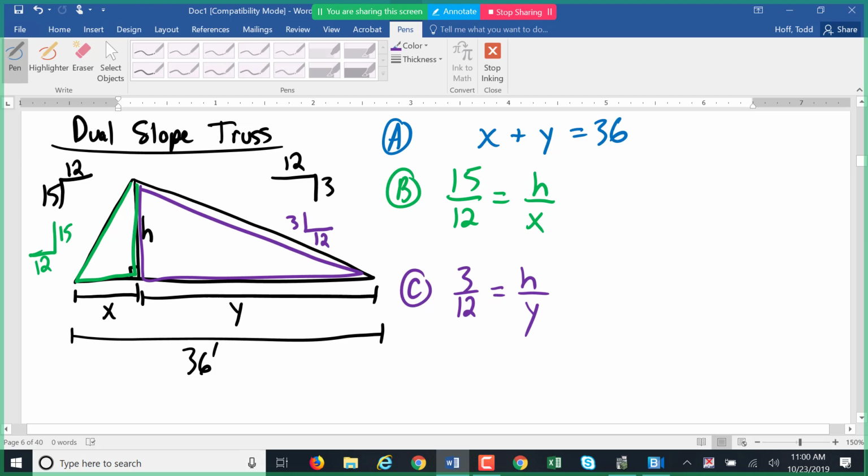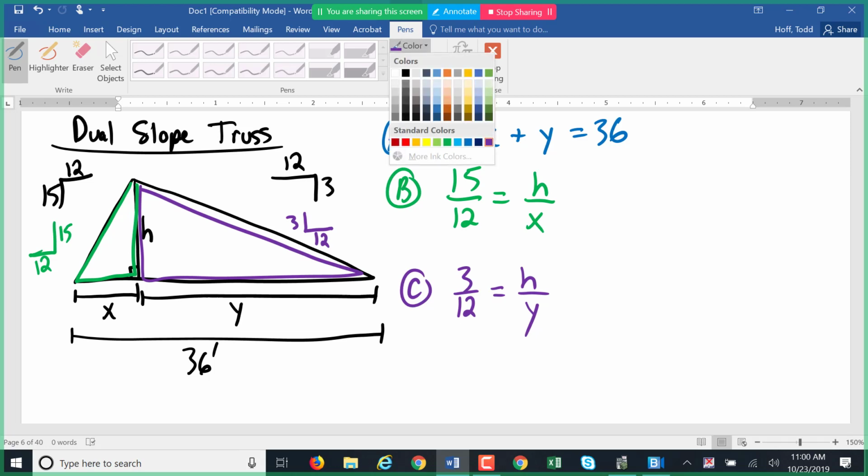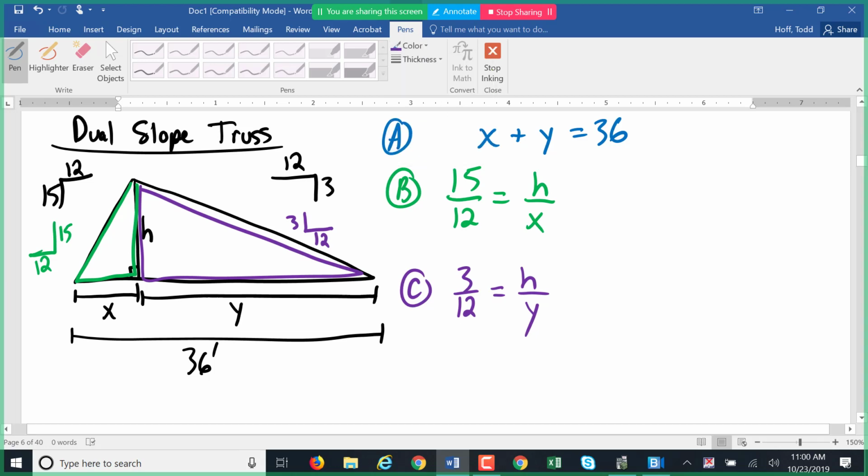So I have my three equations. It's time to try to substitute. What I'm going to do is try to substitute for values of x and y into equation A, to try to get them both in terms of h so that I only have one variable.